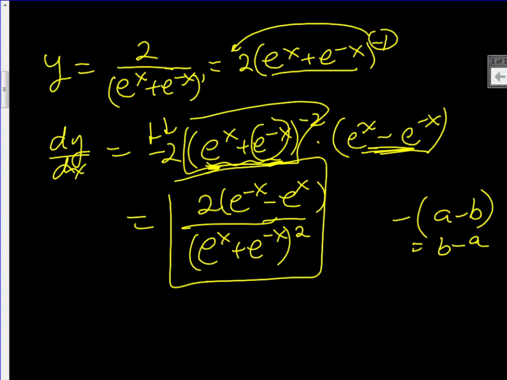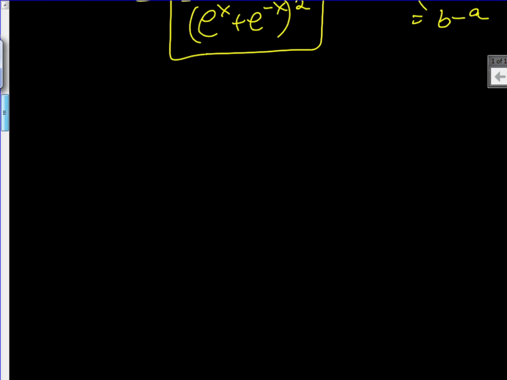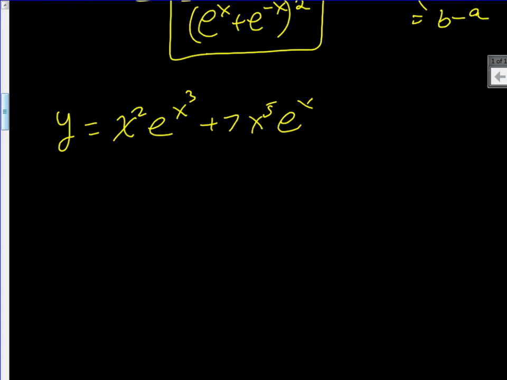Now, let us try the next problem. Suppose y is equal to x squared e to the x cubed plus 7x to the fifth times e to the x cubed. What's probably best to do is to factor out. So let's look at this.